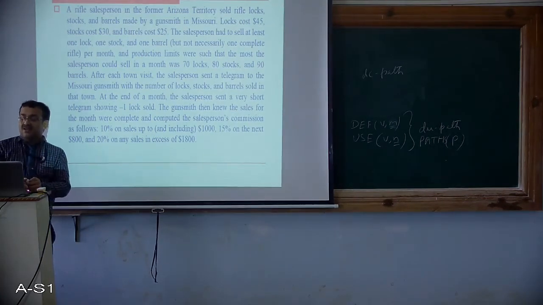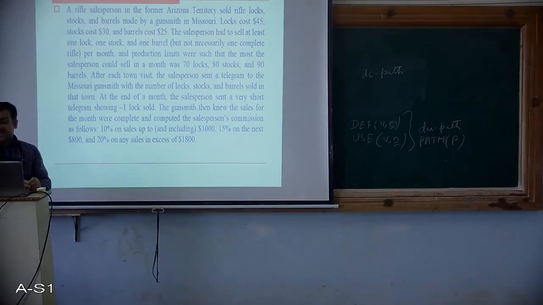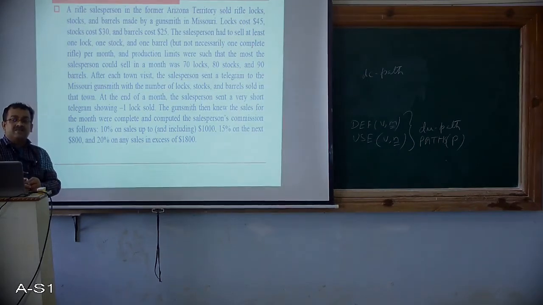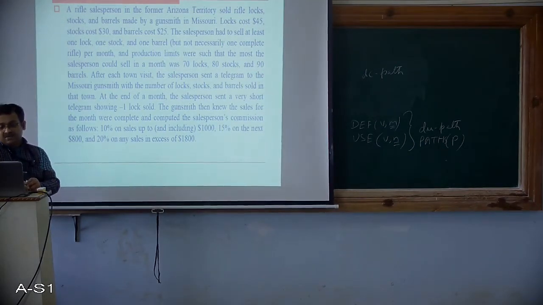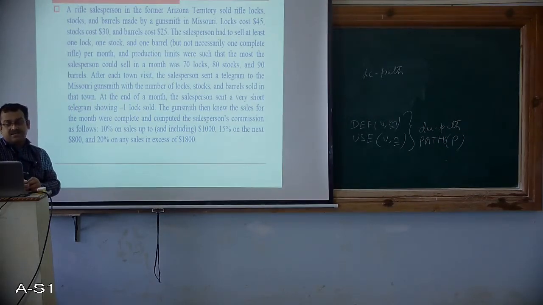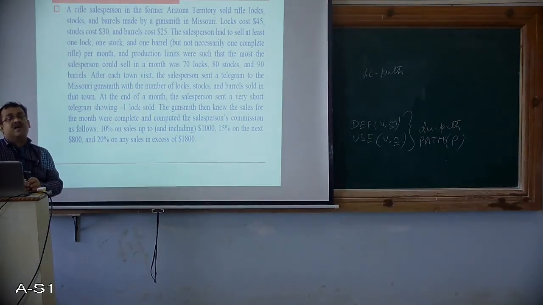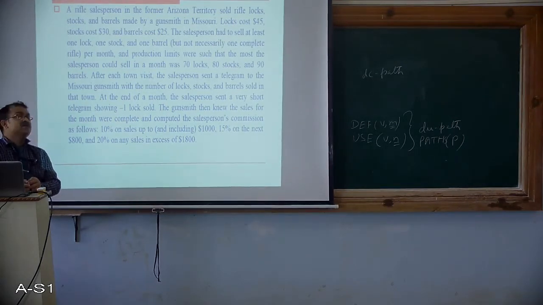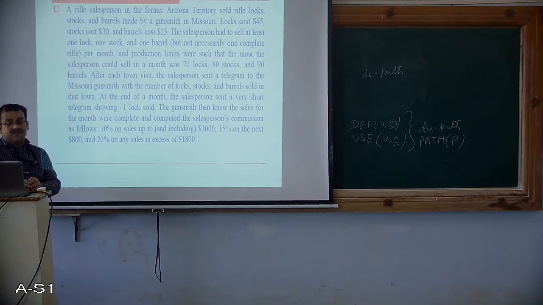At the end of the month, the salesperson sends a very short telegram showing -1 log sold. So when the month ends, every salesperson sends a small telegram showing -1 only. That means the selling assignment for the month has finished. So the rifle maker knows that the particular salesperson has finished selling the components. Now the commissions can be calculated.